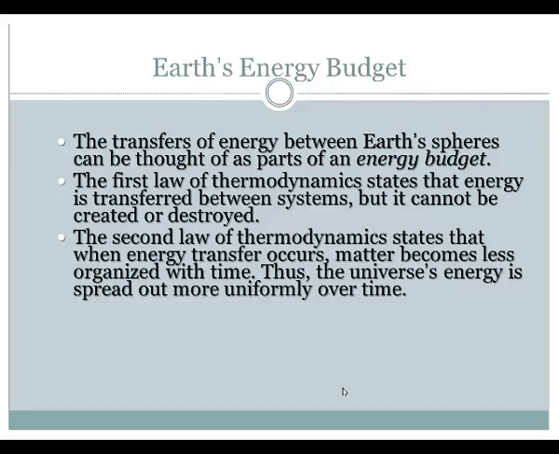The second law of thermodynamics states that when energy transfer occurs, matter becomes less organized. So back to the paper example, as paper is burning, the matter that made it up became less and less organized. The molecules of that paper spread out. They turned to a gas. They ended up floating around in the atmosphere. They are less organized at that time than they were when they were in the paper form.